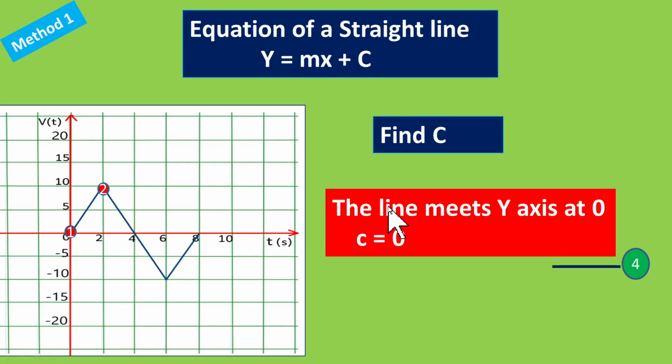So the next step is to find c. We know that c is the y-intercept, that means where the line meets the y-axis. This line segment meets the y-axis at the point 0, 0. So the x value is 0 and the y value is also 0, but we are interested in the y value only. That gives you the c value: c is equal to 0 here.